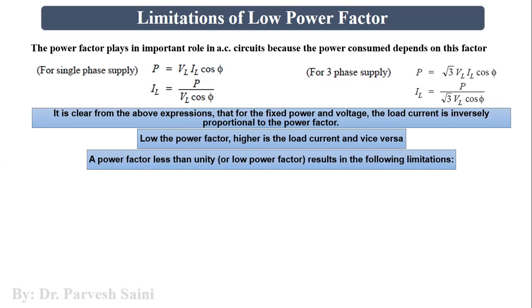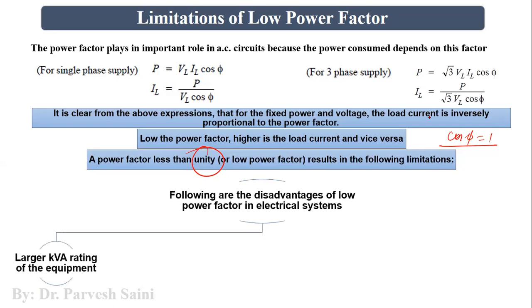So the ideal requirement is that the power factor should be unity, that is, cos phi should be equal to 1. This is what we call unity power factor. However, this is the ideal case. If the power factor is less than unity, then it has certain disadvantages.